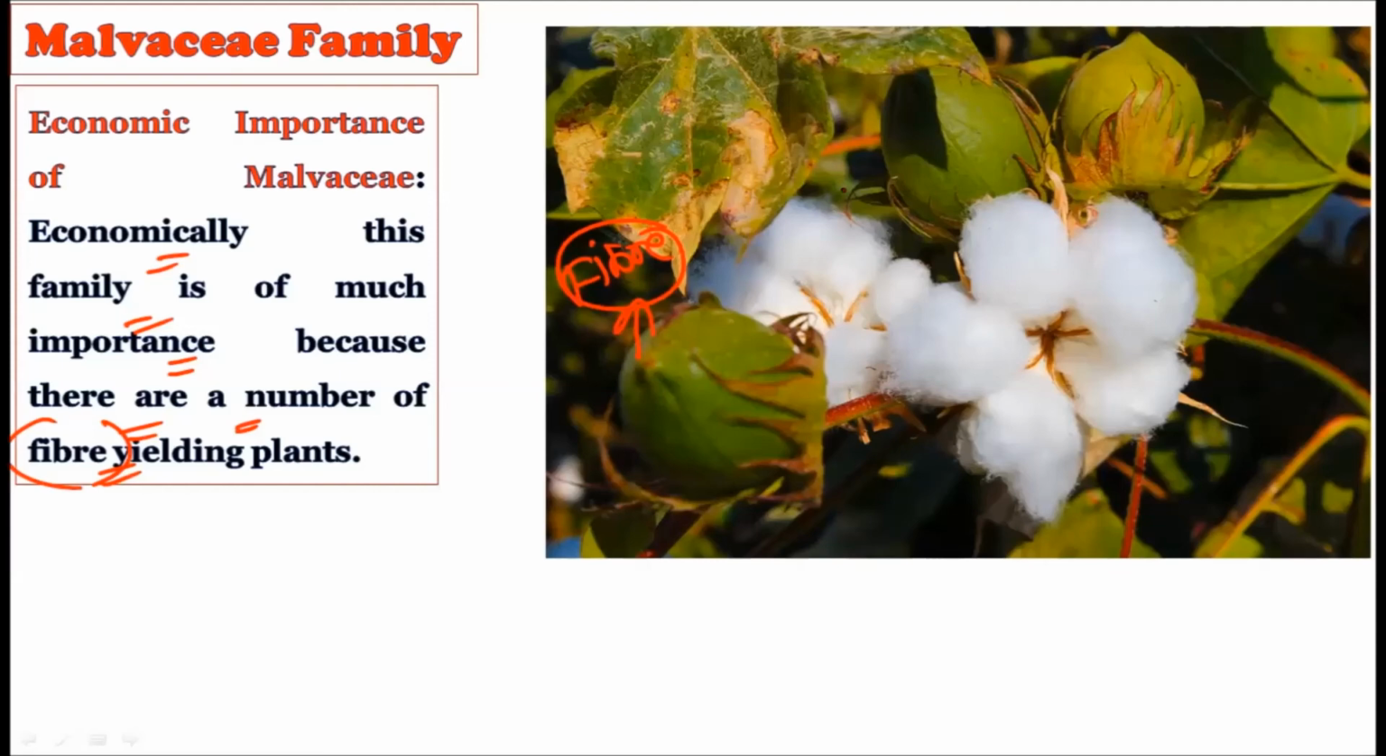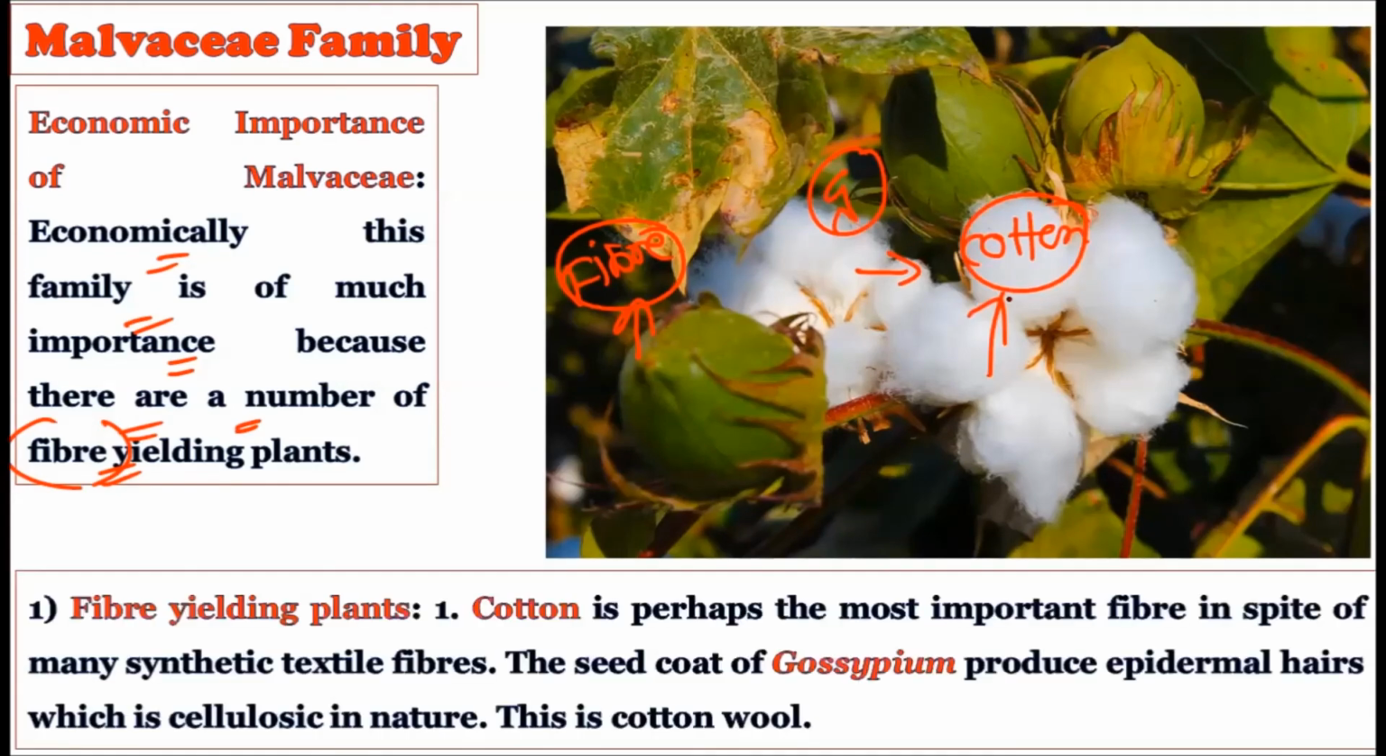For example, in Gossypium you will find there is production of cotton, okay. This type of fiber was largely used to create cloths and various materials, right? So that is why this particular Malvaceae family has its own kind of importance, that is, fiber producing or fiber yielding plants belong to this family, okay. Now see, among the fiber yielding plants, the very first is the cotton plant, Gossypium, right? It is perhaps the most important fiber in spite of the many synthetic textile fibers, okay. Nowadays we can create synthetic textile fibers, but cotton has still maintained its reputation because cotton is largely used throughout the world to produce different kinds of clothes, right?